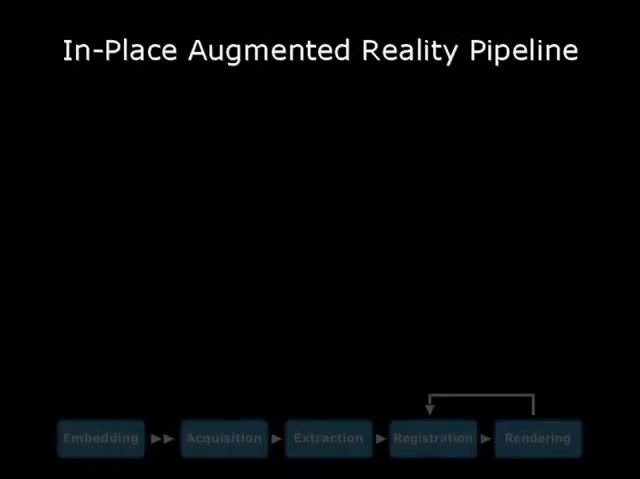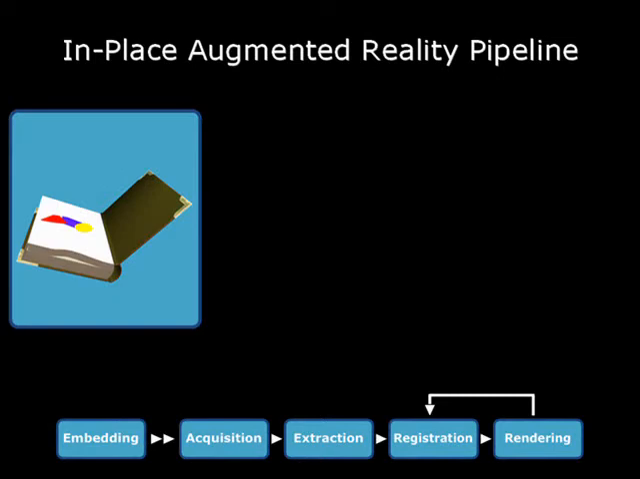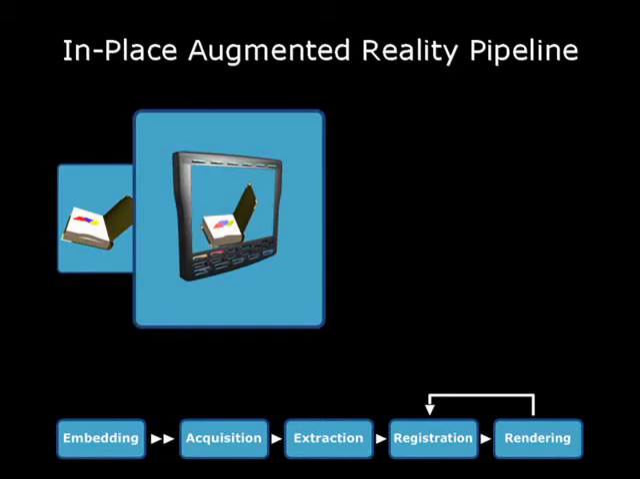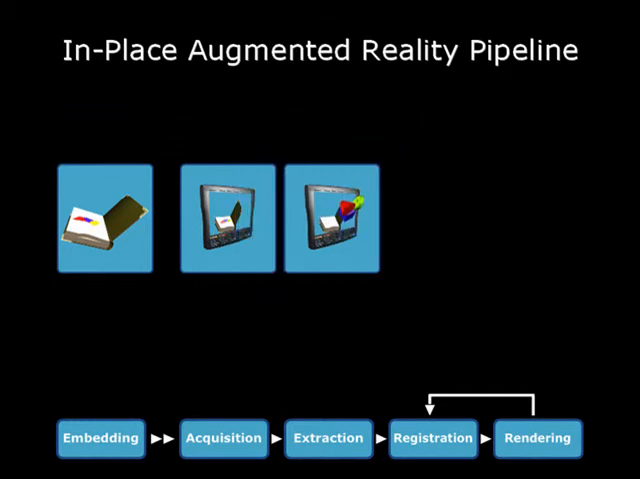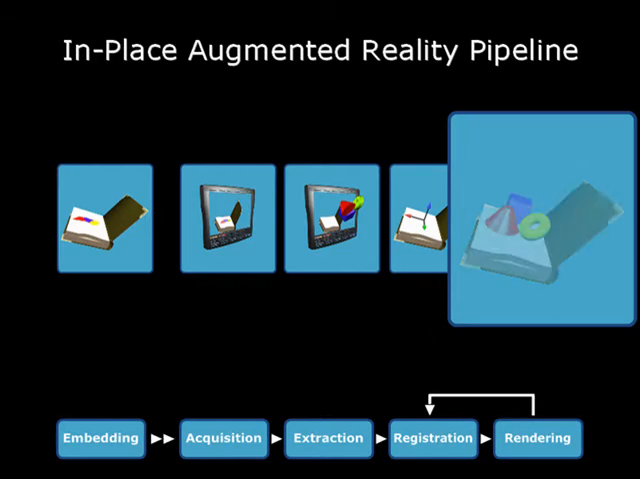Let's take a look at the process pipeline of an in-place augmented reality application. First, a dual perception representation of the model is created and printed. In runtime, the printed representation is acquired by the AR system. The virtual models are then extracted from the acquired image as a one-time step. In every frame, the virtual models are registered onto the scene and rendered.